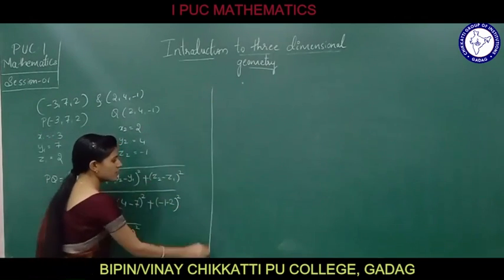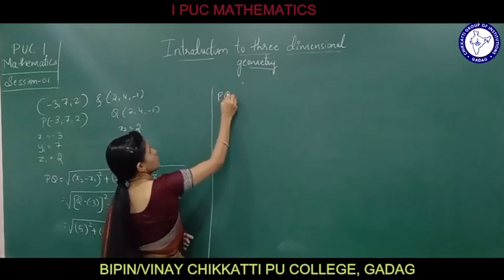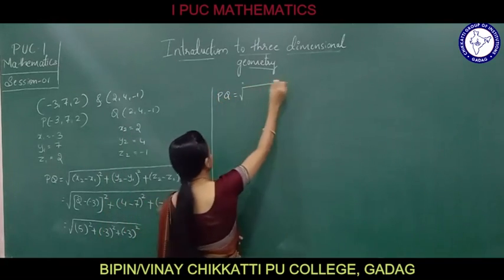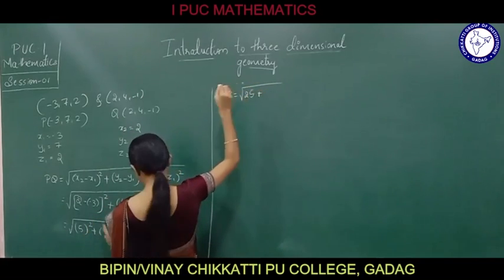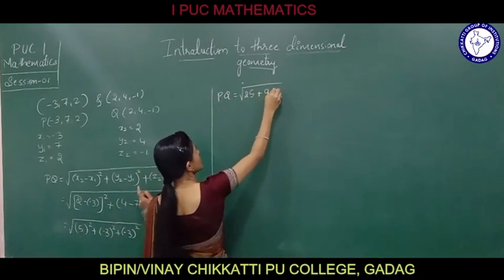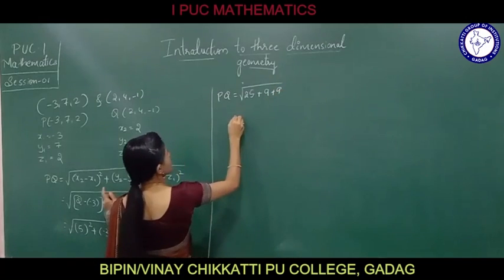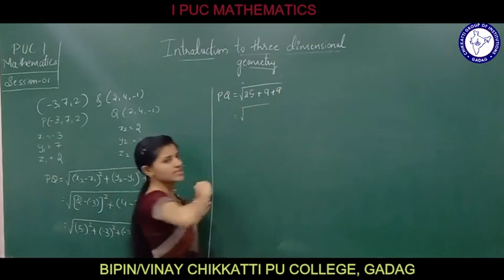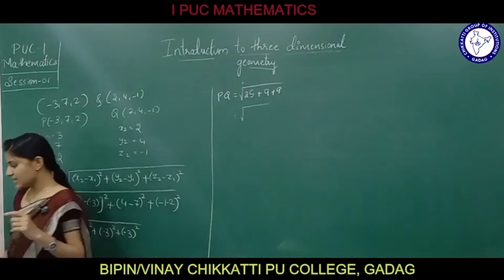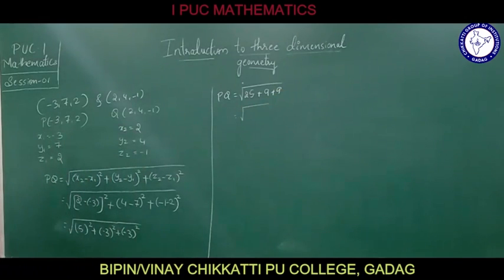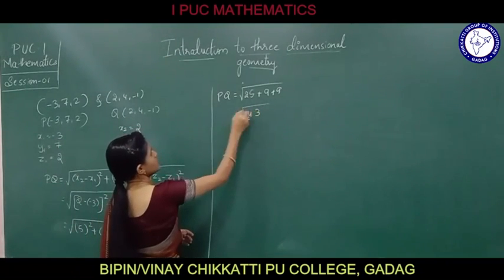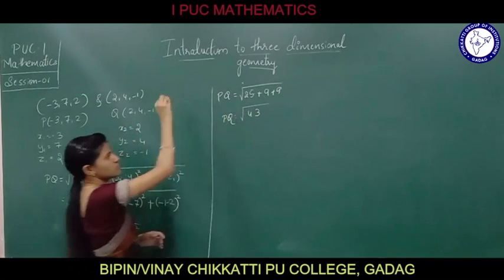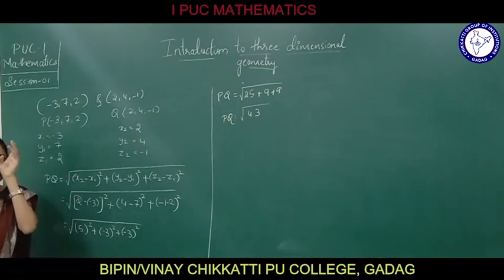On further simplifying, what am I going to get? PQ will be equal to root of 5 square is 25, plus 3 square is 9, again 3 square is 9. That is, I am going to get 25 plus 9 plus 9, whose value will be equal to root of 43. That is, the distance between the 2 points is root of 43.